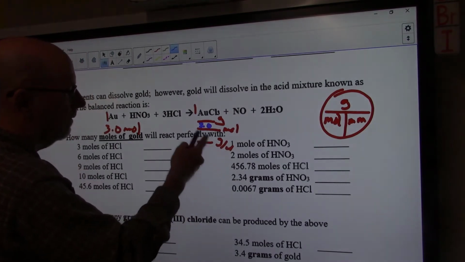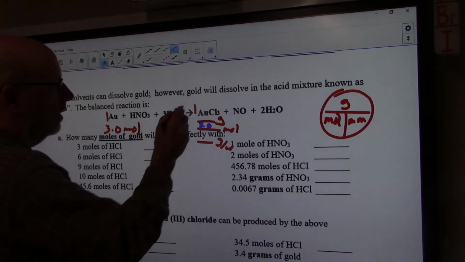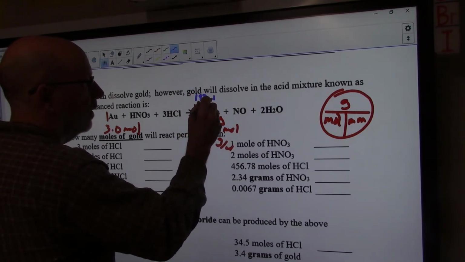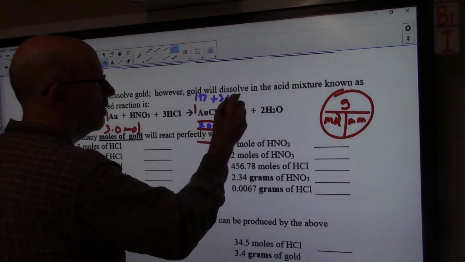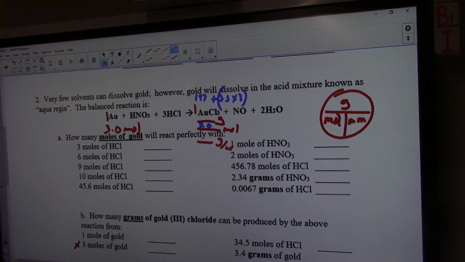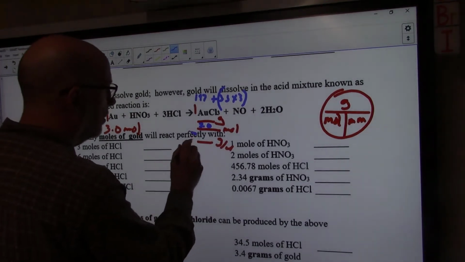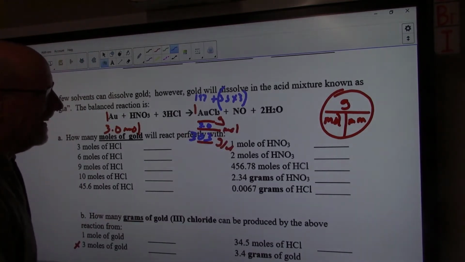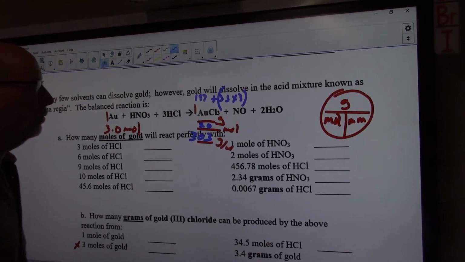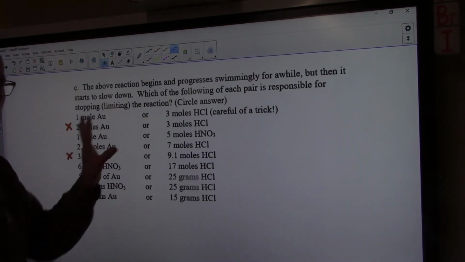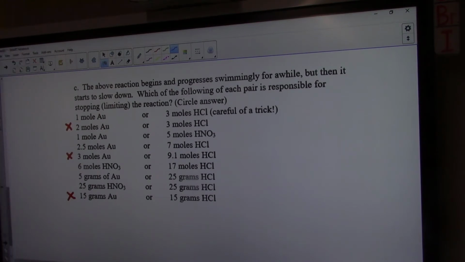My molar mass of AuCl3 is going to be 197, I think, for gold, plus 35 times 3, which is 105. 105 plus 197 is 303. Sorry, this is hard to see. 303 grams per mole times 3 moles is 909 grams of gold 3 chloride. That's my answer. So now we're going to start working on figuring out the limiting reagents.